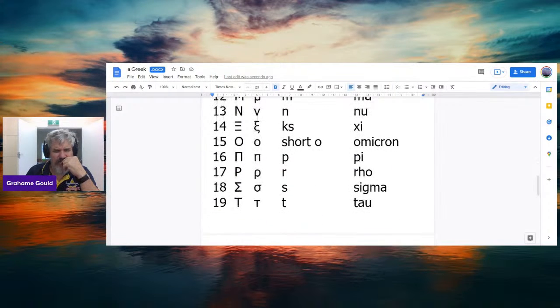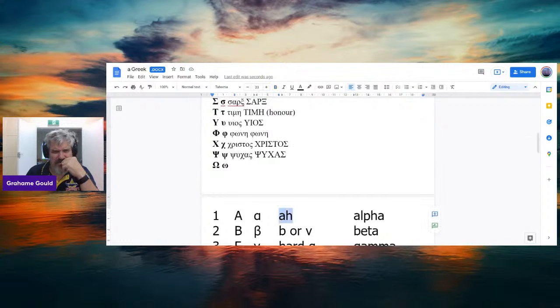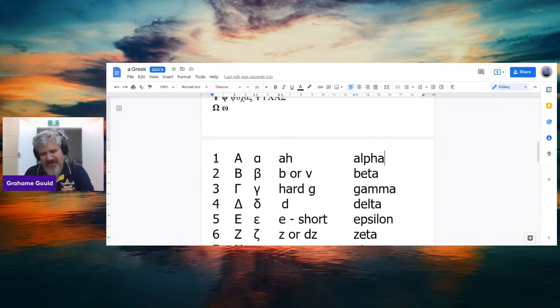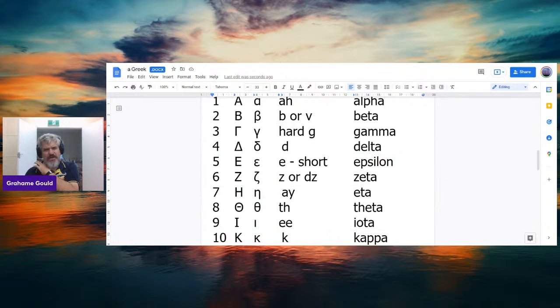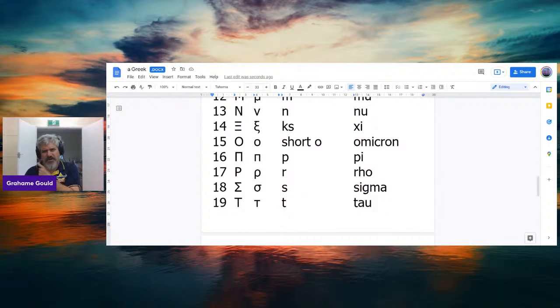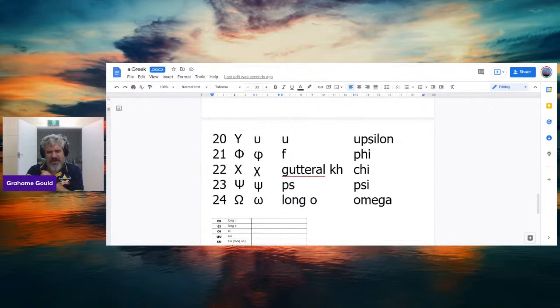And then here again with the sound that it makes, how it sounds on its own, and then the Greek name for it in English letters. Alpha, beta, gamma, delta, epsilon, zeta, eta, theta, iota, kappa, lambda, mu, nu, xi, omicron, pi, rho, sigma, tau, upsilon, phi, chi, psi, omega. And I could write that as KH.